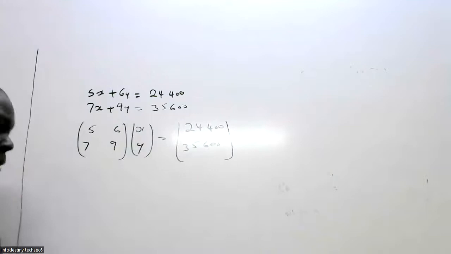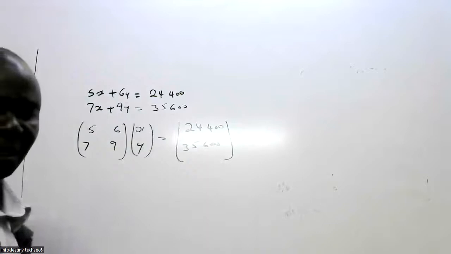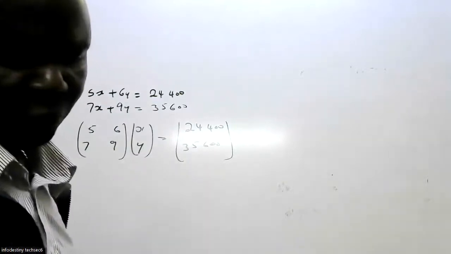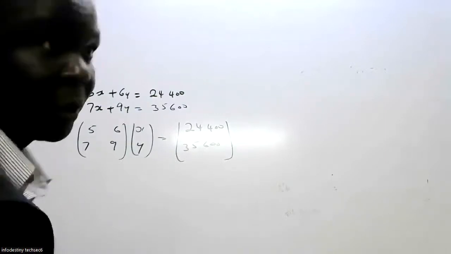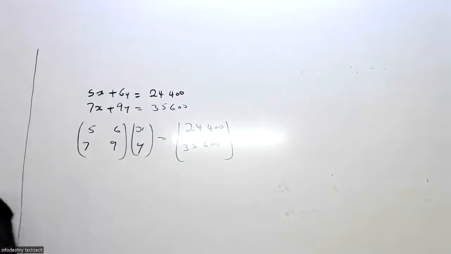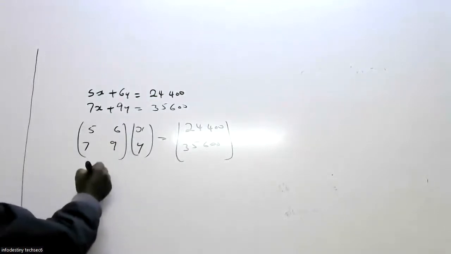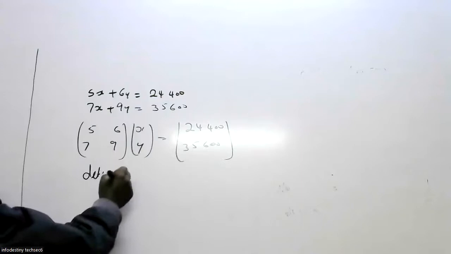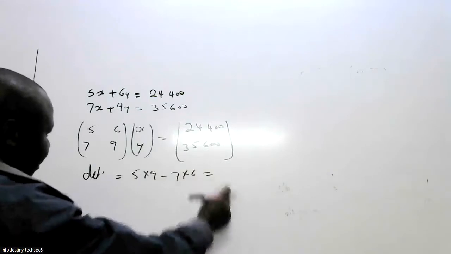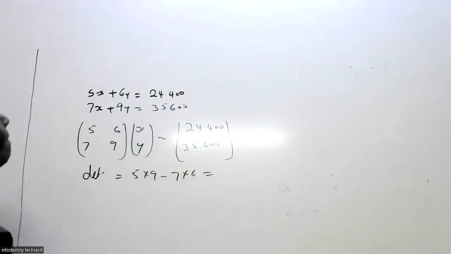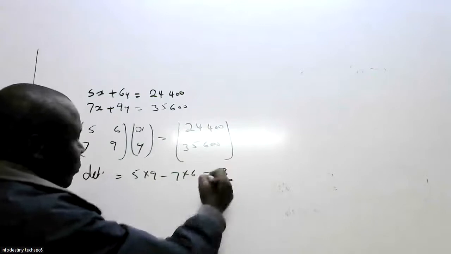Now you come to the second part: using matrix algebra, compute the cost of producing each unit of commodity X and commodity Y. In this case, we find the determinant. It's going to be 5 times 9 minus 7 times 6, which is 3. Positive or negative?